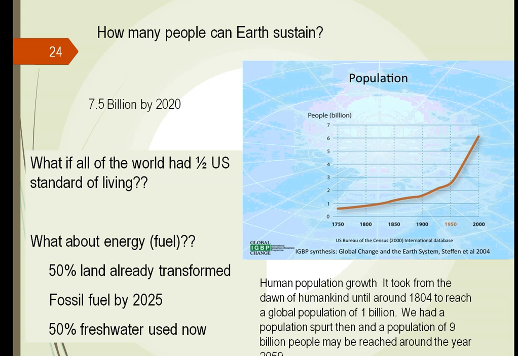How many people can the earth sustain? What can we do? What would happen if the rest of the world had only one half of the United States standard of living? At this point in time, we cannot sustain that. We do not have the resources to feed all the people just at one half of the United States standard of living. What do we do about energy or the fuel? We have coal, we have oil. What do we do about this? We have to remember that we may run out of fossil fuel by the year 2025.